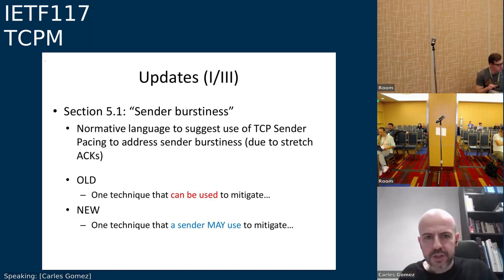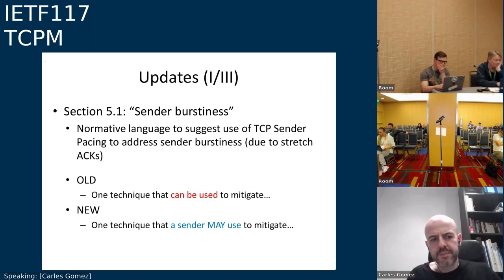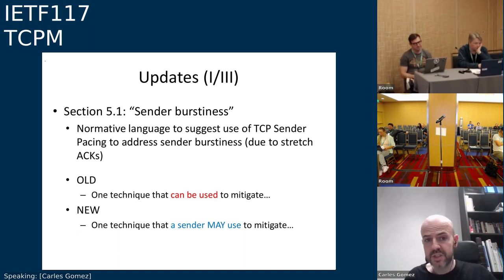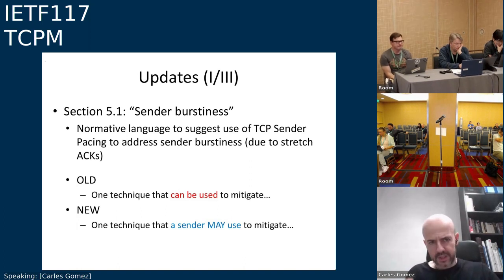Now let's go through the updates in this version of the draft. The first updates are in section 5, which focuses on the topic of stretch ACKs, which may happen as a consequence of using TAR. So section 5.1 focuses on a particular consequence, which is sender burstiness. In the last meeting, there was a suggestion by Myriad to use normative language to suggest use of TCP sender pacing to address this problem of sender burstiness.